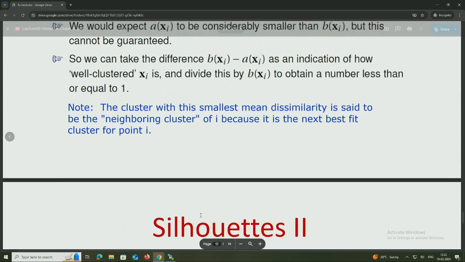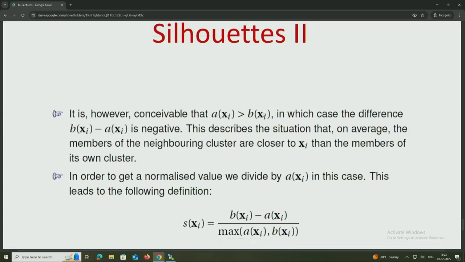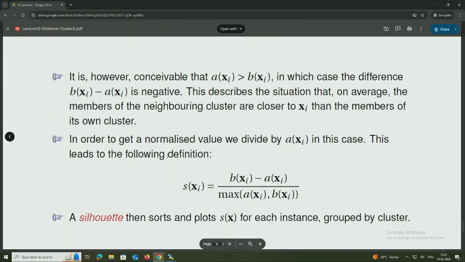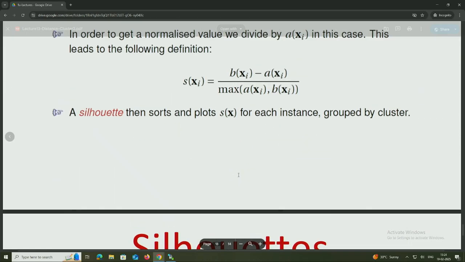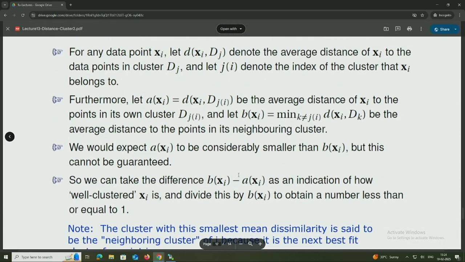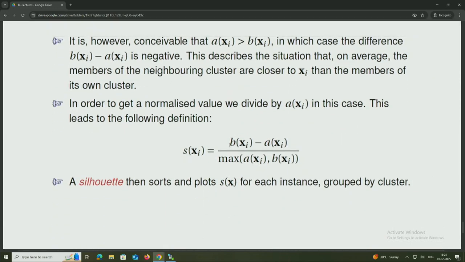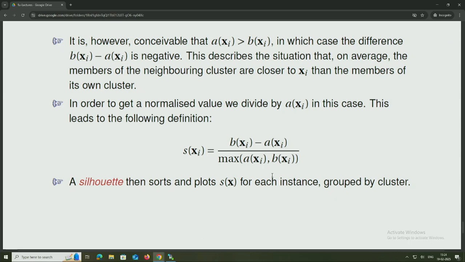Smallest dissimilarity, okay. So this is saying what I just said, it could be that A of Xi is sometimes greater than B of Xi, so this will be negative. So rather than doing that, you take the absolute value. You check whether A of Xi is greater or B of Xi, so you basically divide by the maximum value of this, so you get a norm of that.